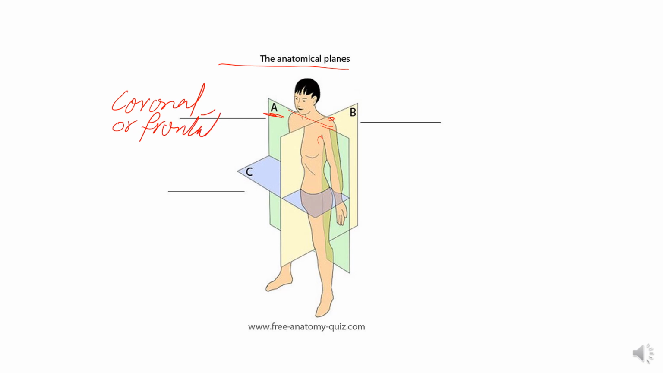The plane labeled as B is dividing the body into two equal halves, right and left. This is the mid-sagittal midline or mid-sagittal plane. Sagittal plane. And the plane which is dividing the body transversely at any level is the transverse plane.